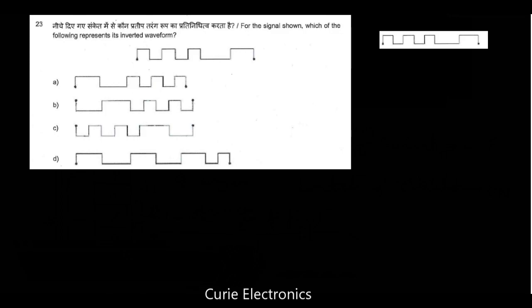For the signal shown, which of the following represents its inverted form? Inverted form, how do you draw? You have to draw just the opposite of it. See, this is the inverted waveform. If you pass this given signal through a NOT gate, what we get is the inverted form. So which is the answer? The answer is option C, which matches our inverted waveform.